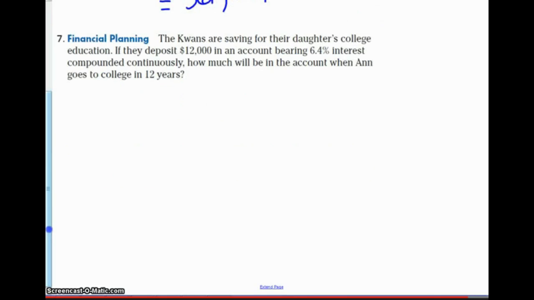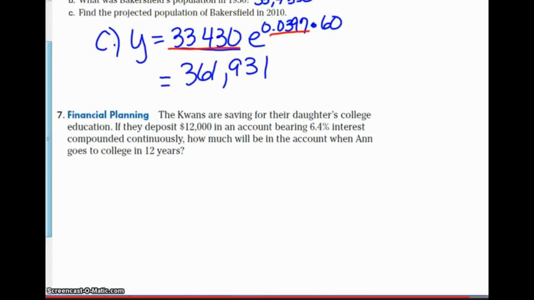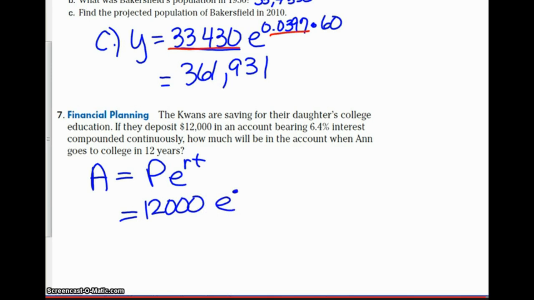Okay? Now we're going to look at problem 7. The Kwans are saving for their daughter's college. Their daughter's in 1st grade, so they know they're going to save for 12 years. Right now they have $12,000, and they're going to invest it at a rate of 6.4%, which is a pretty good rate. They're asking, how much are we going to have when our daughter gets to college? So we're going to use the principal and the e to the rt equation. Our principal here is 12,000. The rate was 6.4%, so 0.064, and the time was 12 years.